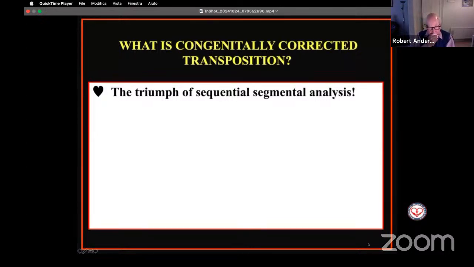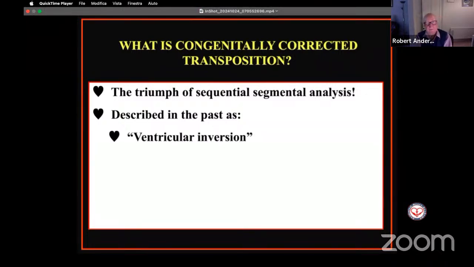Now you see I've also already given you the easy answer to that question, because it truly is the triumph of sequential segmental analysis. And that is what we're going to be demonstrating to you over the next 45 minutes or so. But why were there problems? In the past, this lesion has been described in various ways. For a long time, it was called ventricular inversion.